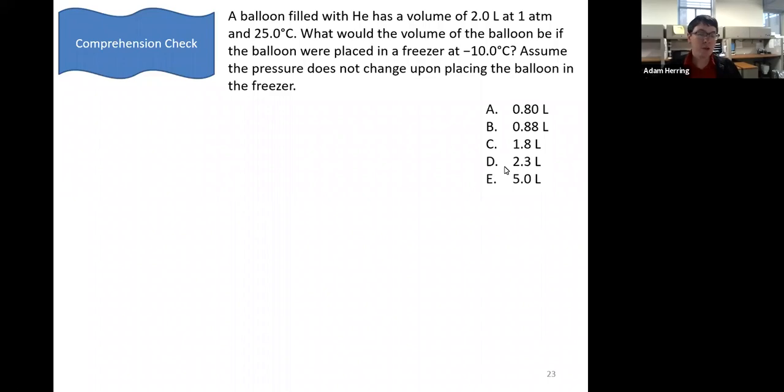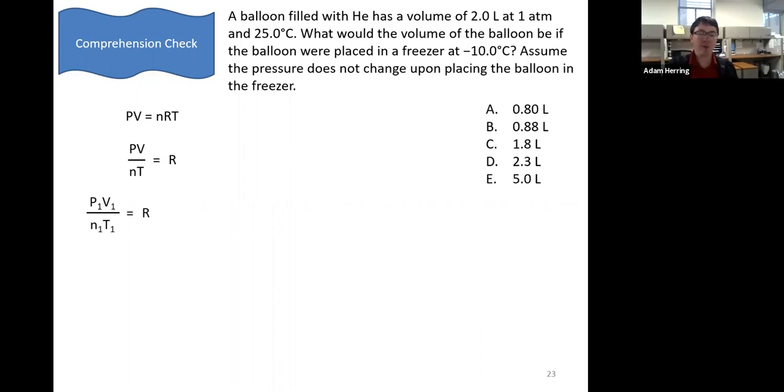Welcome back. So in this question, we have a balloon filled with helium to a volume of 2 liters and 1 atmosphere at 25 degrees Celsius. We want to know what would the new volume be if we put the balloon in the freezer to negative 10 degrees Celsius, assuming that the pressure does not change when we put it inside. So for this problem, we can use the ideal gas law. Because we're talking about a set of 2 different conditions, a condition with it at high temperature and then at low temperature, we want to relate the initial conditions to the final conditions.